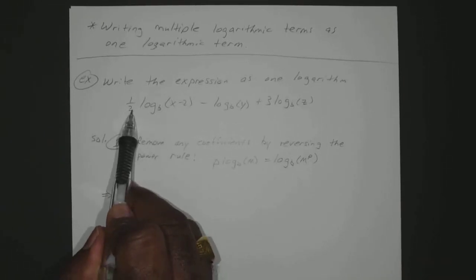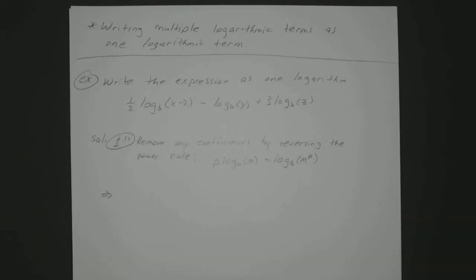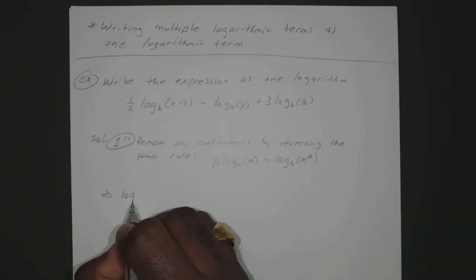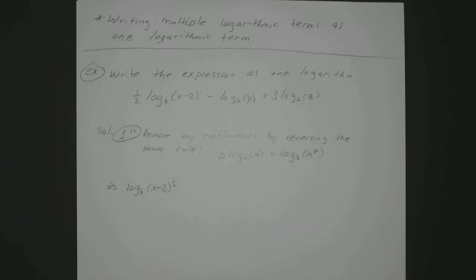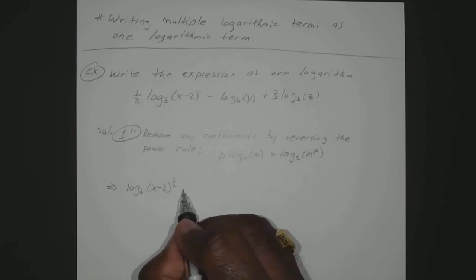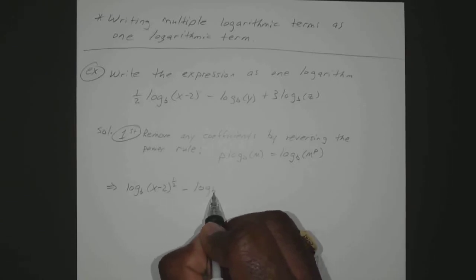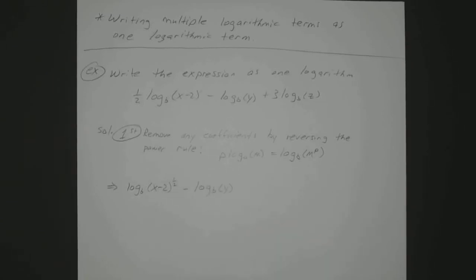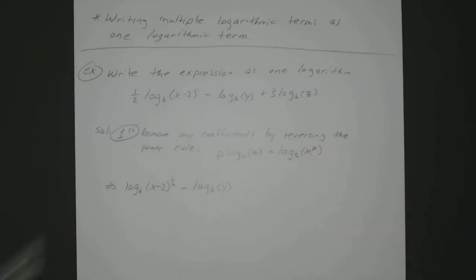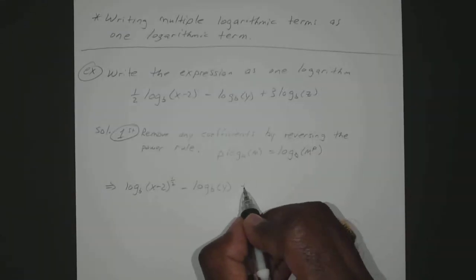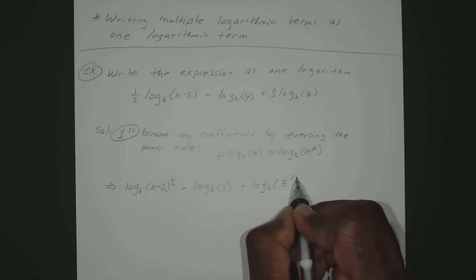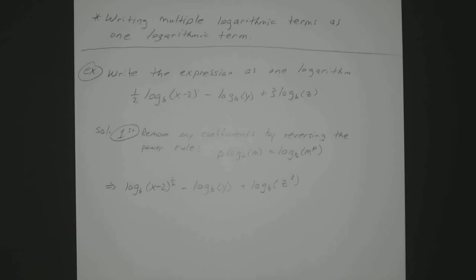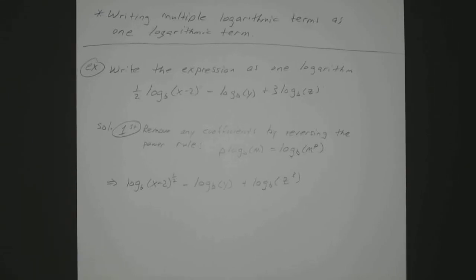So that gives us that 1/2 will now go up here. So we have log base b of x minus 2 to the 1/2 power minus log base b of y. That 3 now goes up there, plus log base b of z to the 3rd. Okay, so we got rid of all of our coefficients.